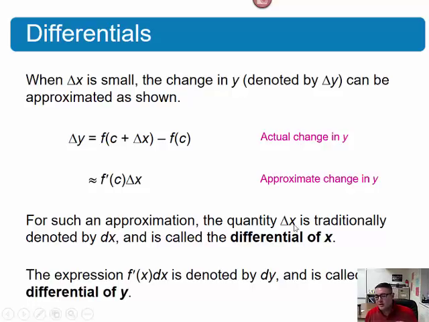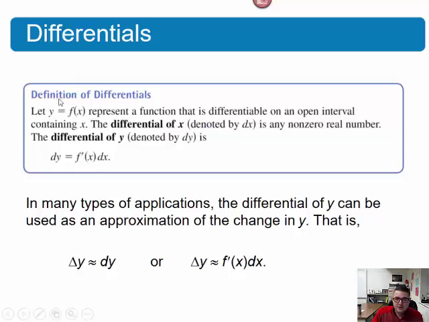For such an approximation, the quantity delta x is traditionally denoted by d of x and is called the differential. The expression f prime of x d of x is denoted by d of y, and this is known as the differential of y. So d of x, differential of x, f prime of x d of x is denoted by d of y, which is the differential of y. So here's our definition of differentials. I'll let you write it down. Note this, delta y is approximately d of y, or delta y is approximately f prime of x d of x, and we're going to revisit this.